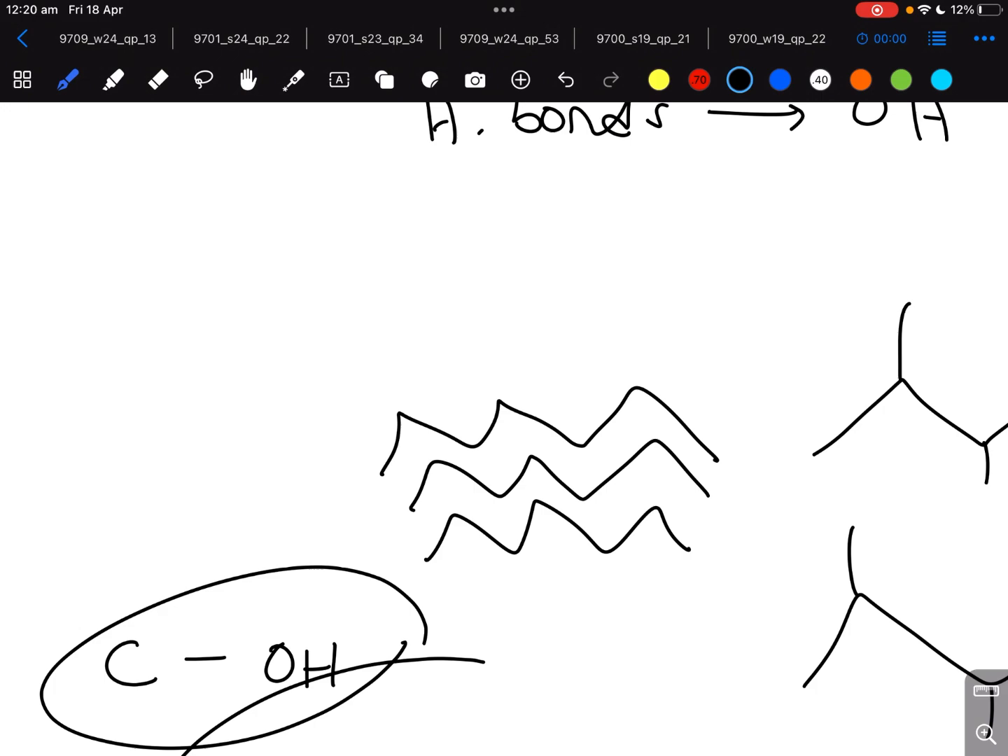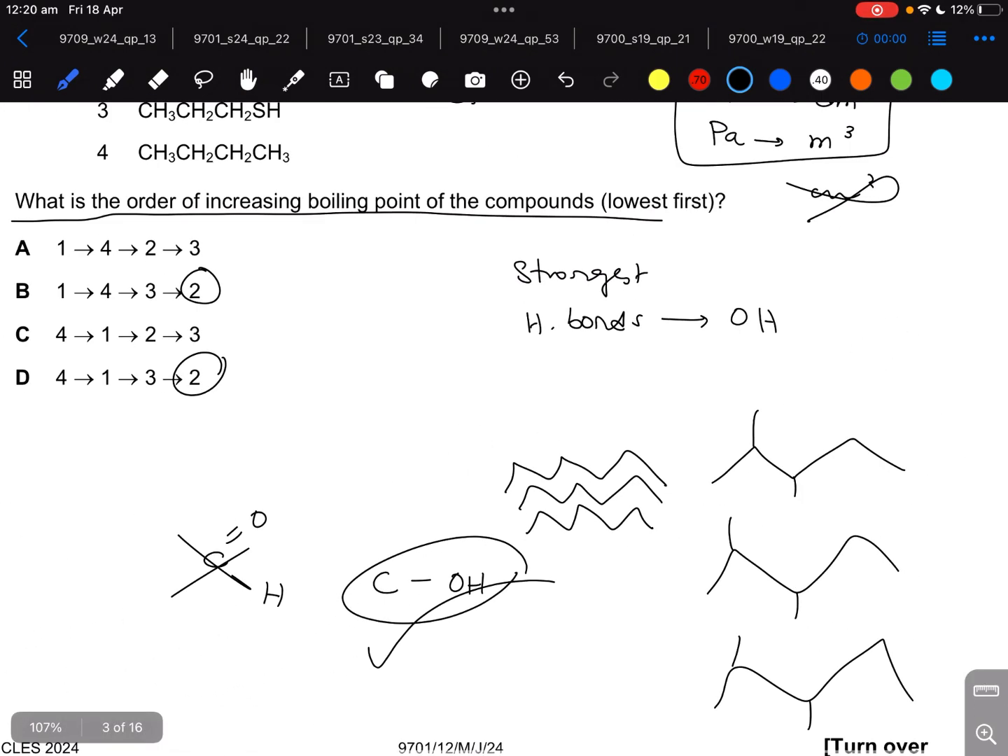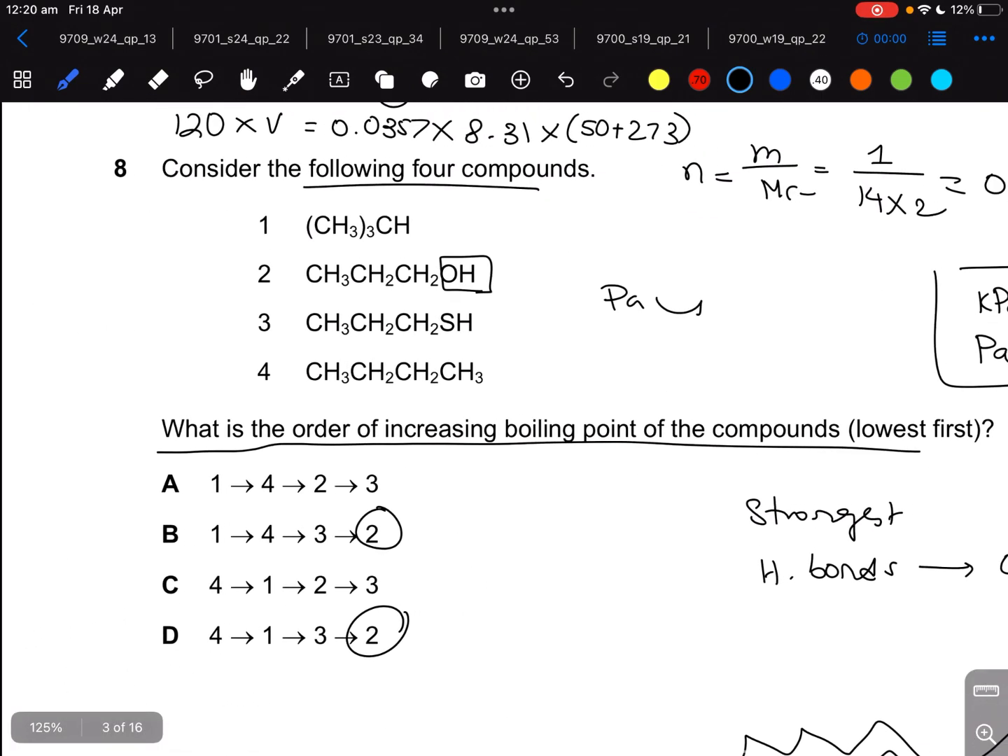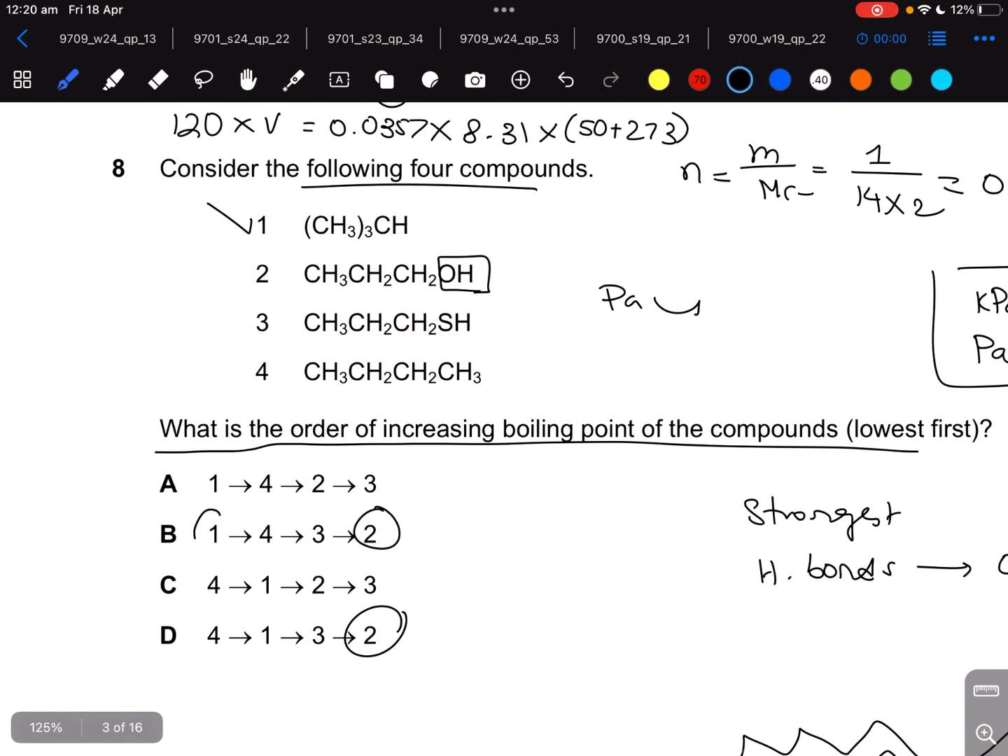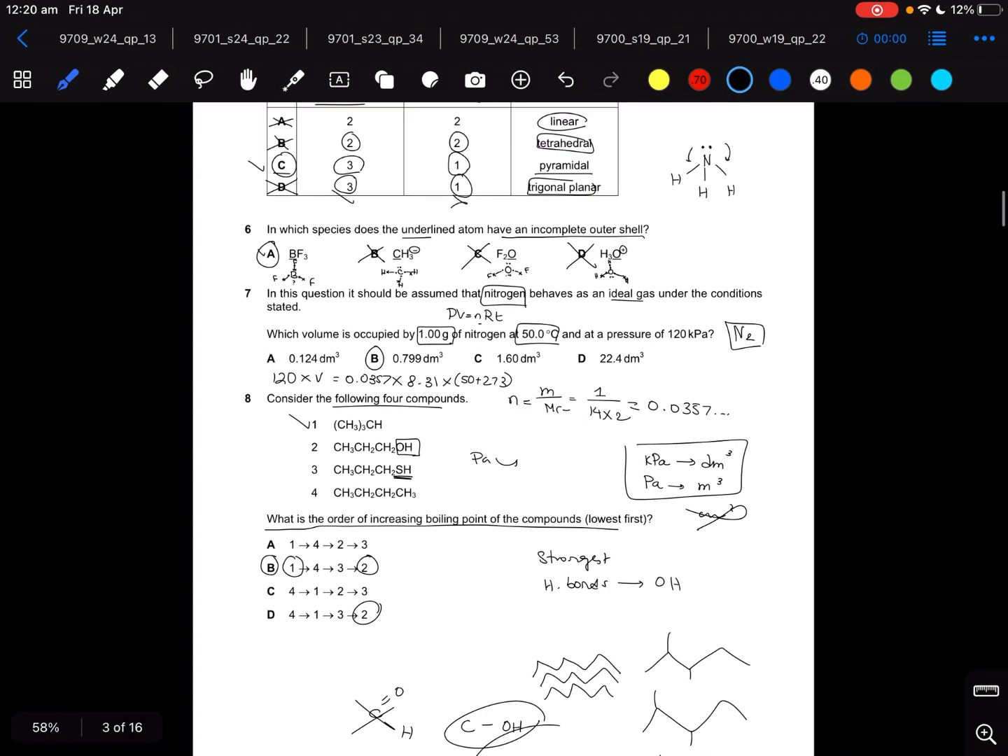So this is going to have the weakest. So 1 is going to be the weakest, and the answer is going to be B. You don't really have to bore yourself with the other ones. Just know that the weakest is going to be the more branching, the strongest is going to have the hydrogen bonds. You can go from there. 8 is going to be B.